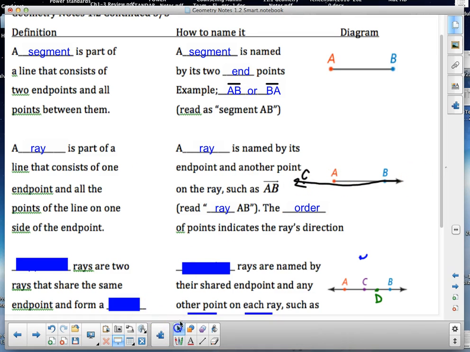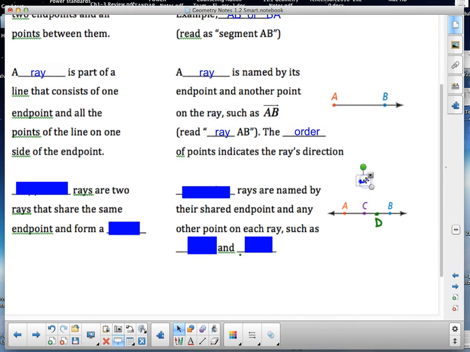So keep in mind as we're talking about these things what that visually looks like as you do it, because if you can visualize it better like that, it'll actually make it easier for you to recall what a ray is. Okay? A ray is named by its endpoint and another point on the ray, such as ray AB, red ray AB. The order of points indicates the ray's direction. This first point is always the terminating point, or they'll talk about an endpoint. Okay, so keep that in mind as we're going through here.